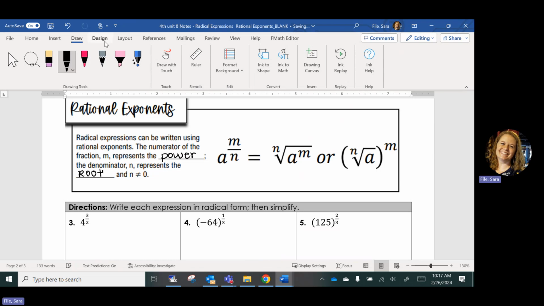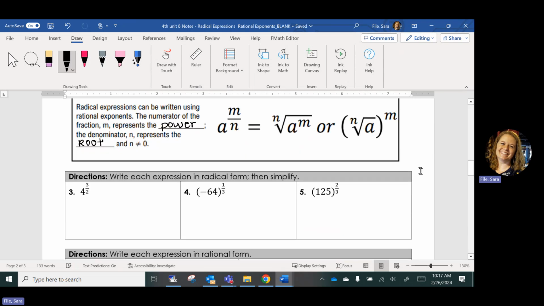Okay, so you can see here, I could take m is the power and n is the root. So this could be rewritten as the nth root of a to the m power, or it could be written as the nth root of a, and then all of that to the m power. So it doesn't matter if the power is written outside on the radical or inside the radical, because they'll come out the same either way. And you can go back and forth in either direction with this rule, okay? So we're going to practice that in these next examples.